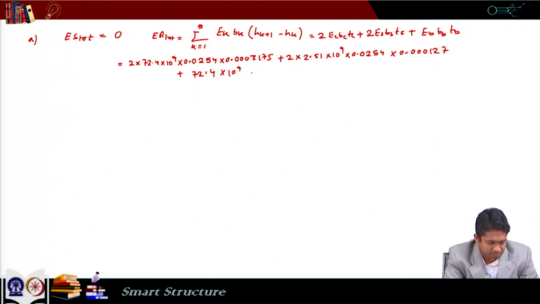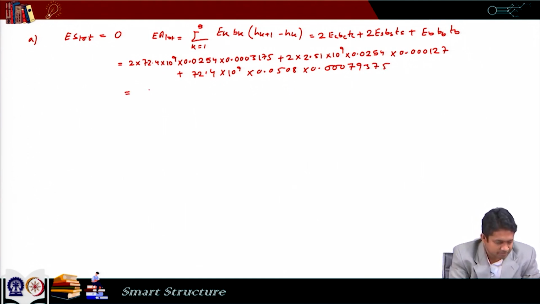So, we are writing all the given properties of the piezo, bond and the beam, and then finally the expression comes to be 4.103 multiplied by 10 to the power 9 Newton. So, this is our EA total.